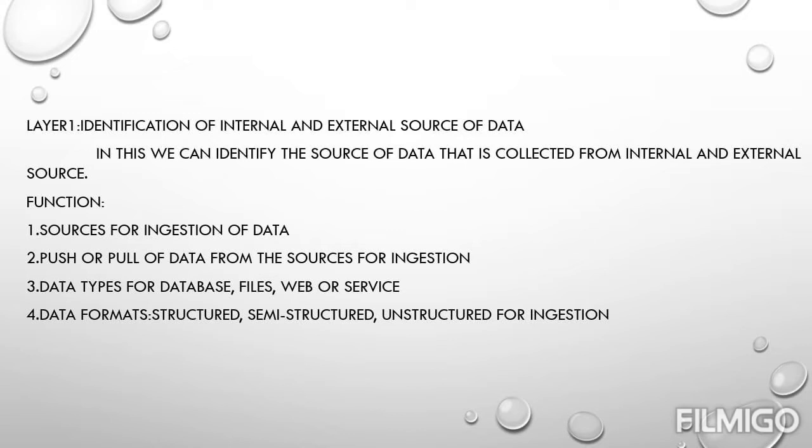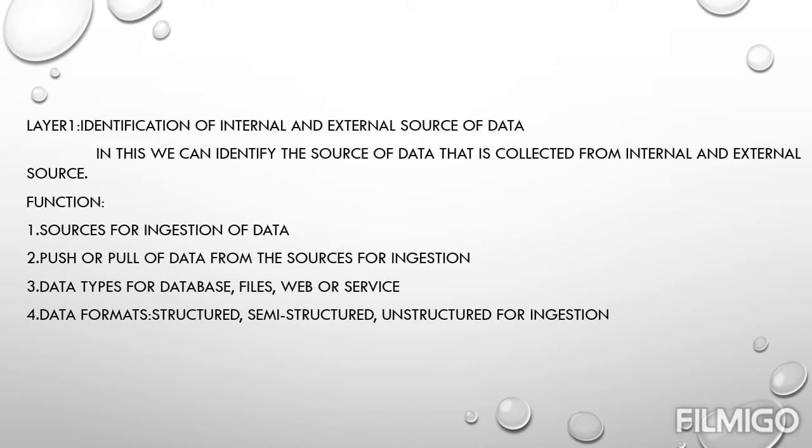Functions of this layer. First one, sources for ingestion of data. Before the ingestion of data, we should identify the source so that we can easily perform the task. Second one, push or pull of data from the source of ingestion. Here we decide the amount of data needed at ingestion layer 2, so that the data can be pushed from layer 1 or pulled by layer 2 as per the mechanism of usage.